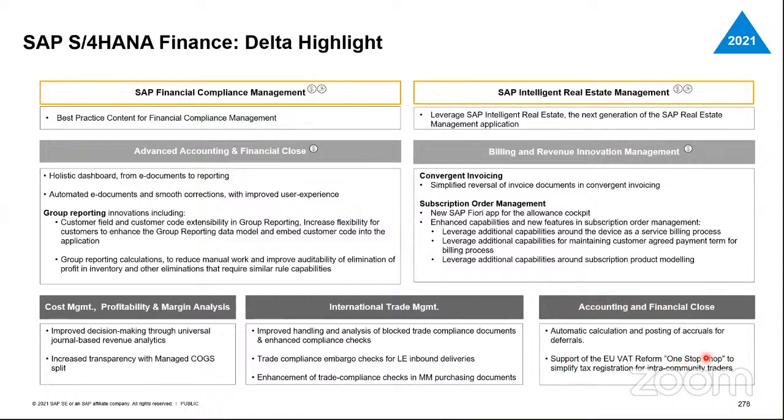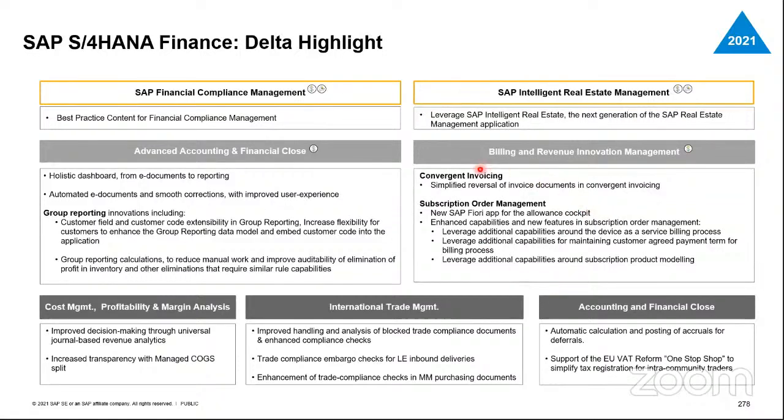The new accrual engine in SAP S/4HANA came in many releases ago, and that is continuously being enhanced with integrated purchase order accruals, for instance, and it takes into account invoices that have come in and adjusts the accrual automatically, those kind of features. Group reporting innovations, nothing specific that I want to cover.